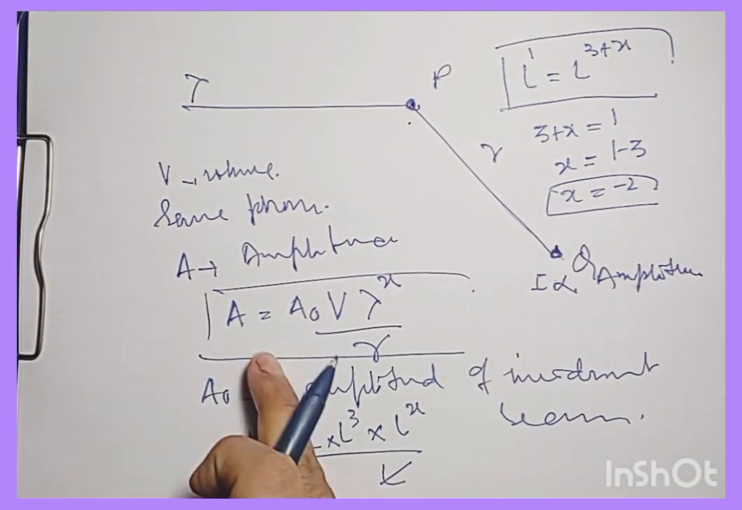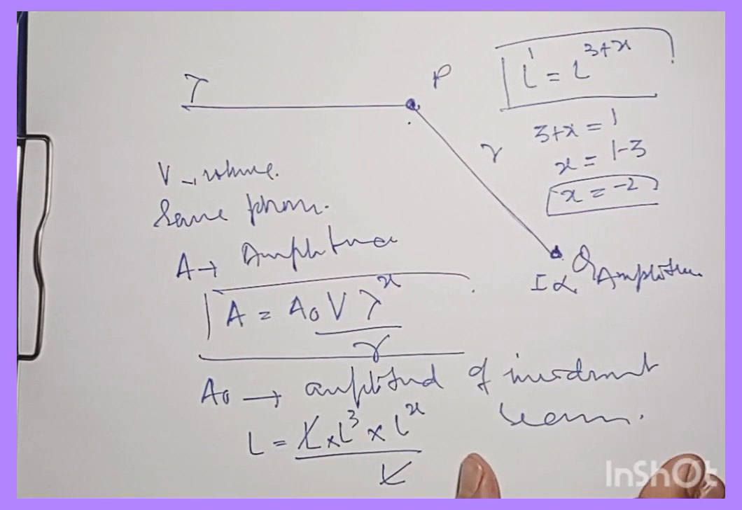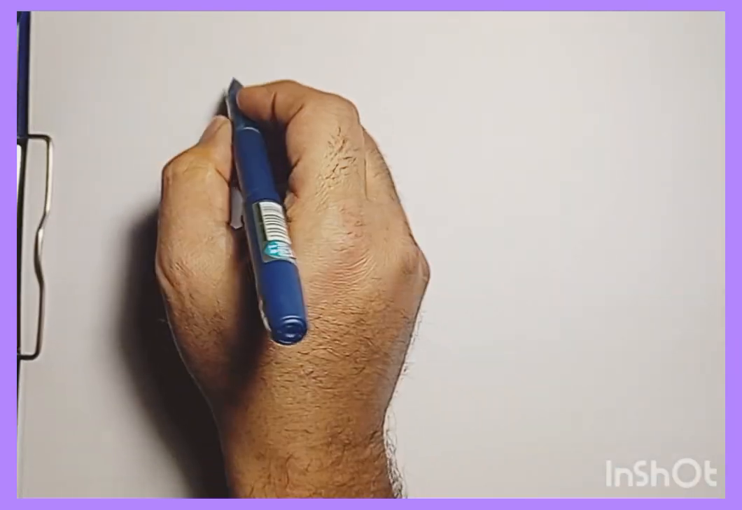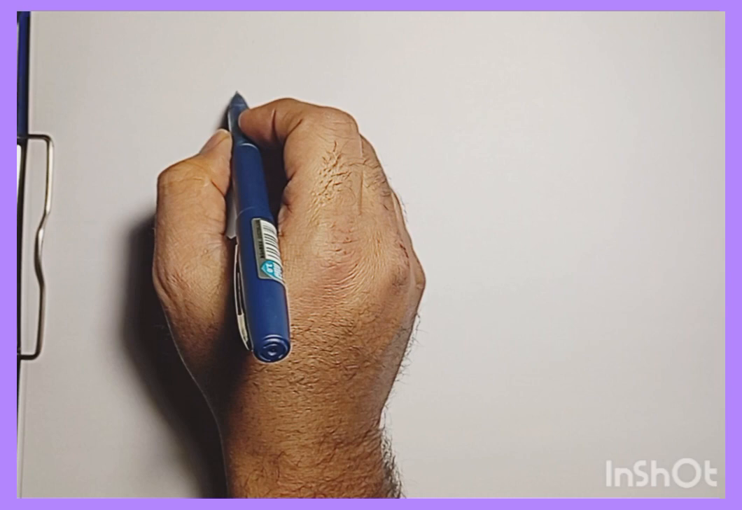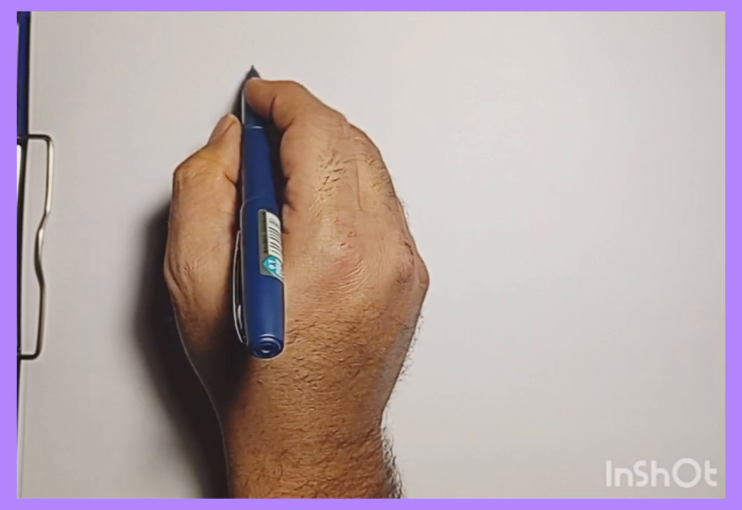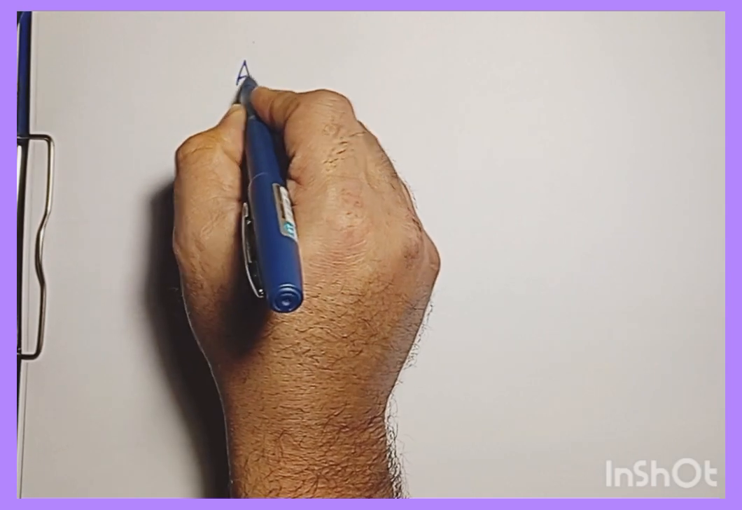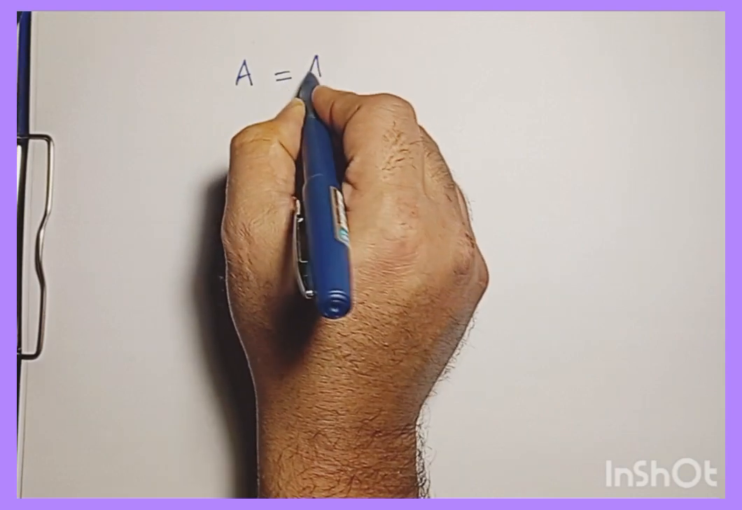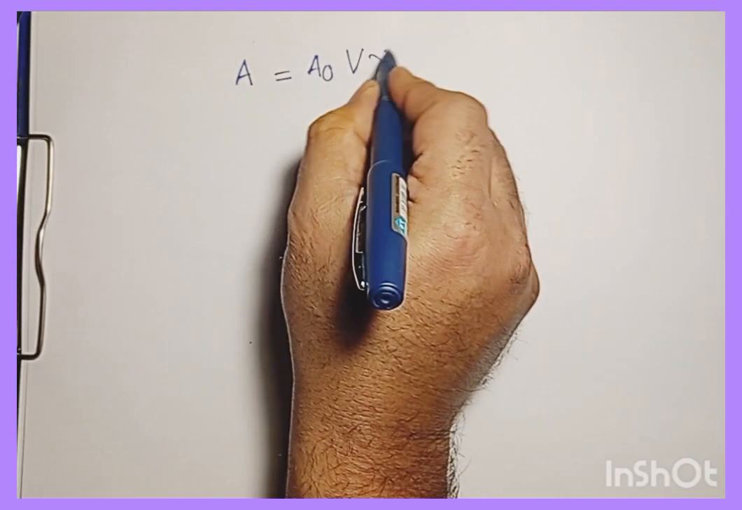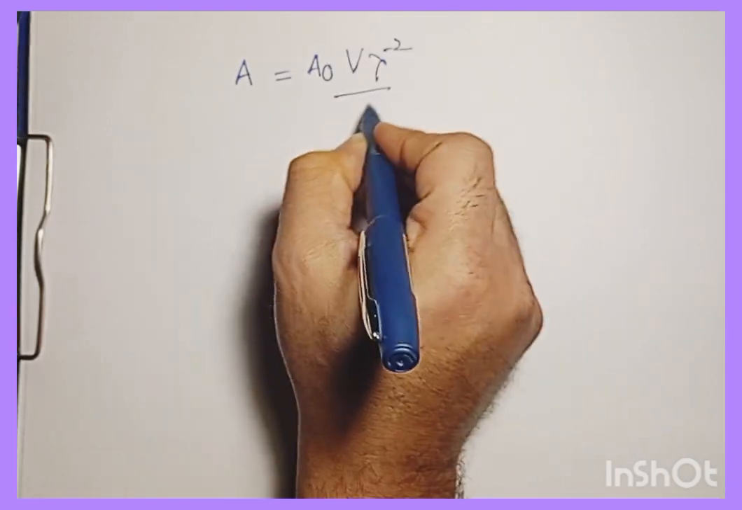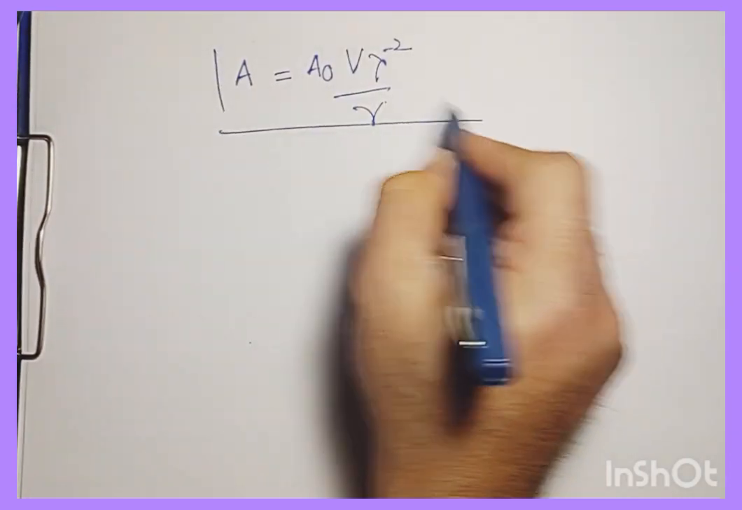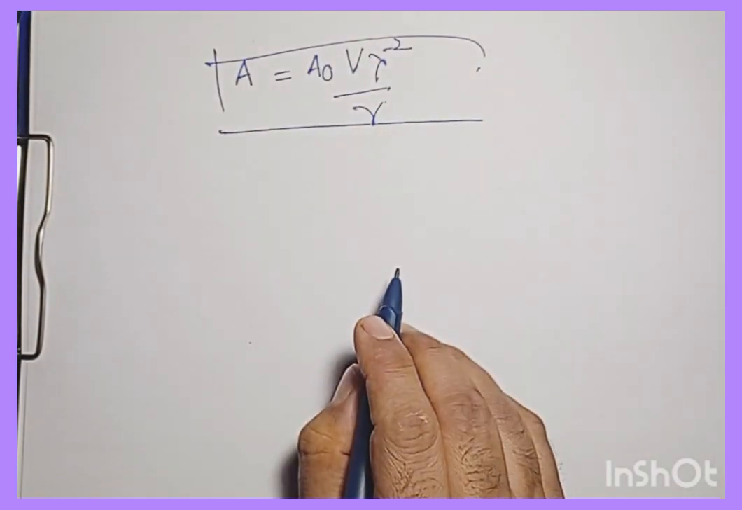So I can write down this equation for amplitude. And what will be that equation? Because I have got x equal to minus 2, it will be A is equal to A naught V lambda raised power minus 2 by R. That should be the case.